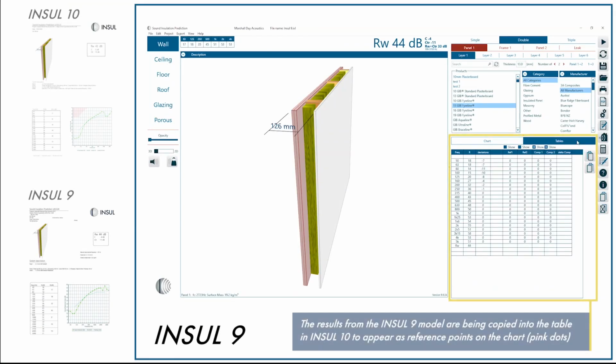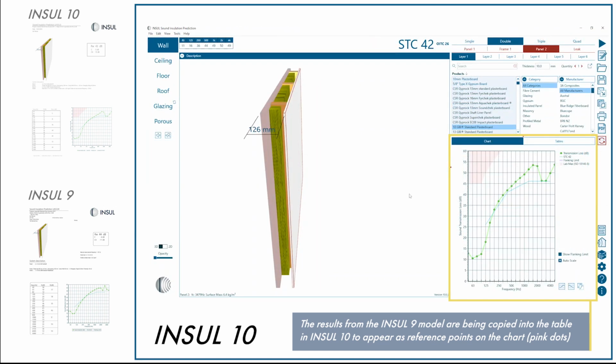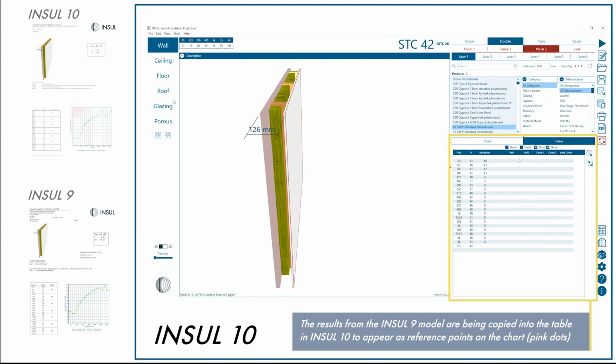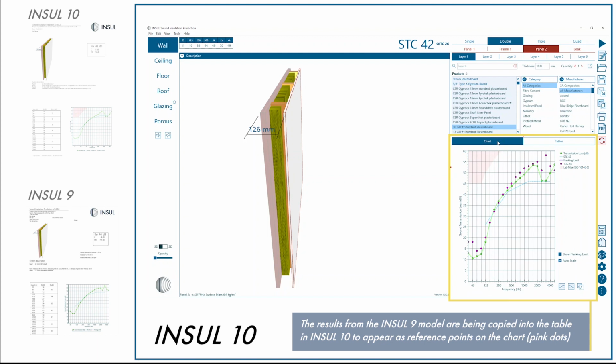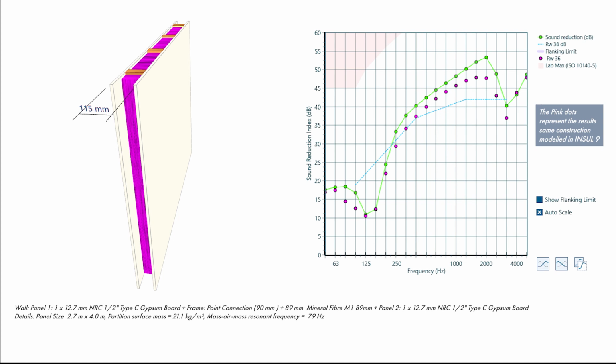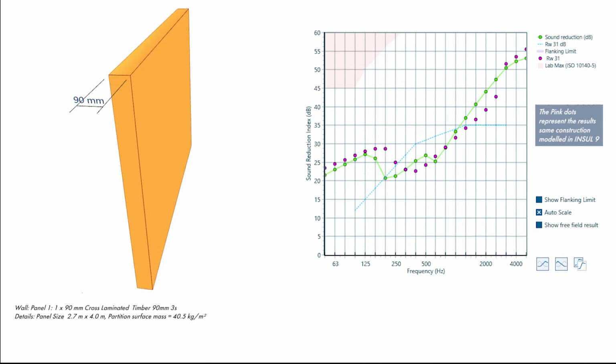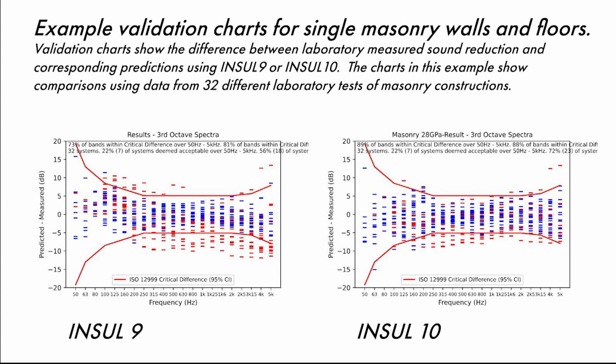The principles of the INSUL 10 quad models are also now the foundation for all single, double, and triple system predictions. This means that INSUL 10 predictions are distinct from earlier INSUL versions. It also means that a sound insulation prediction in INSUL 10 will often have a different predicted spectrum when compared with the results of the same model from, say, INSUL 9, even if only by a few decibels in some 1/3 octave bands.